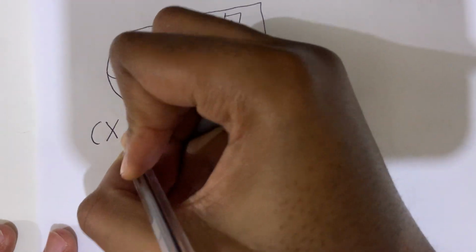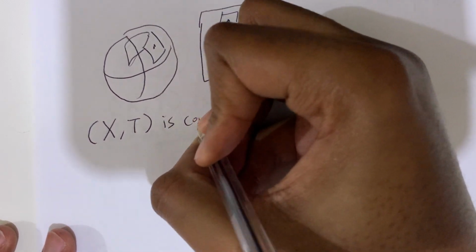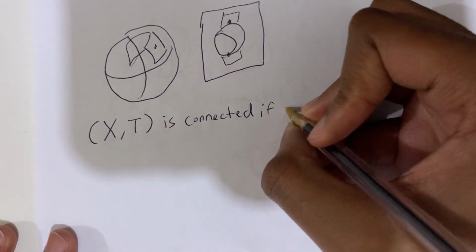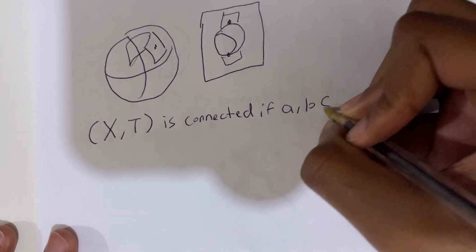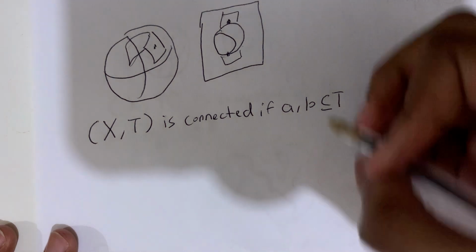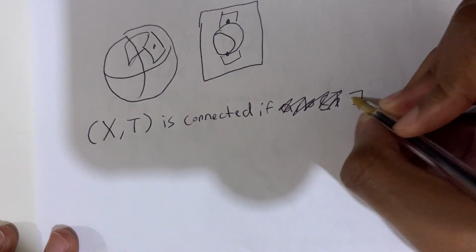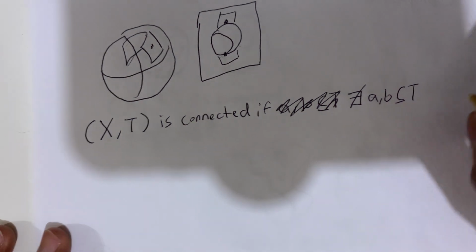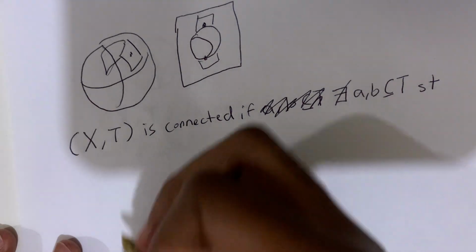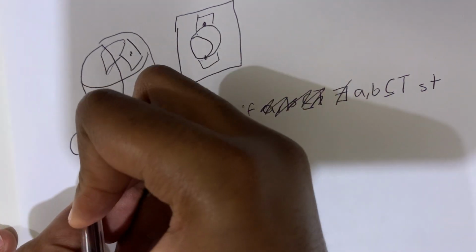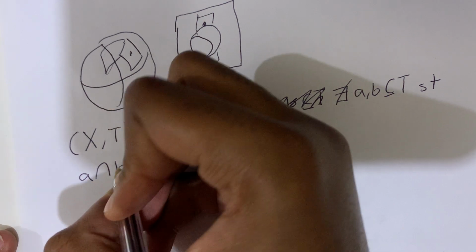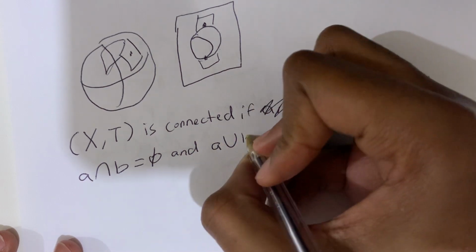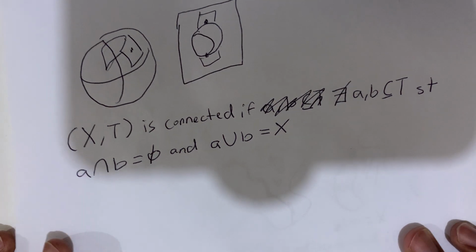So we say that a topological space, (X, T), is connected if there does not exist two open sets such that the intersection of those open sets is the null set and the union of those two open sets is the set X. Okay?